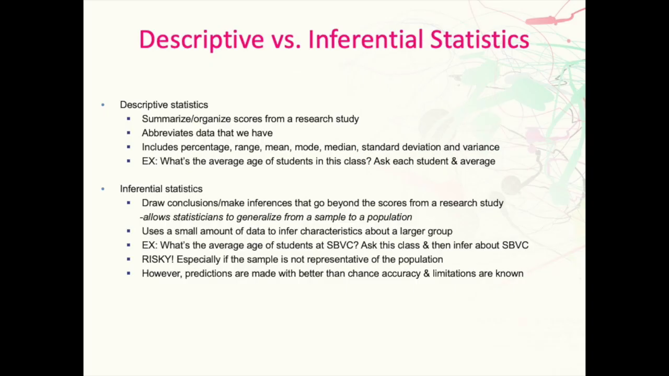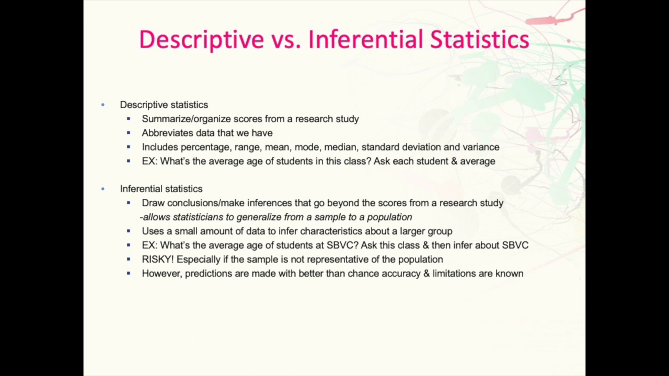For example, let's say that we wanted to find out the average age of students at SBVC and see if that age was significantly different from another college's age. We could do an inferential statistic that would allow us to compare those two colleges and see not only if there is a difference between the mean age of the students at the schools, but if that difference is significant. Is it a big difference or not? Is it statistically significant, we say.